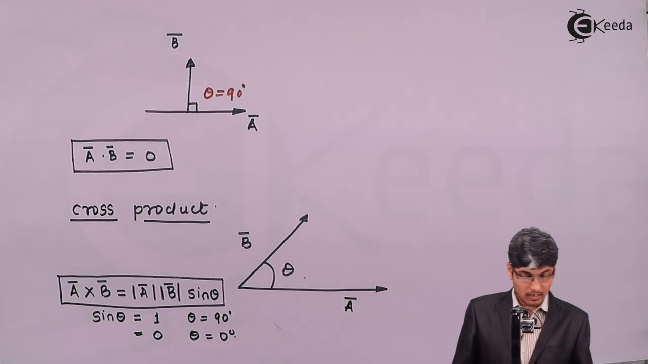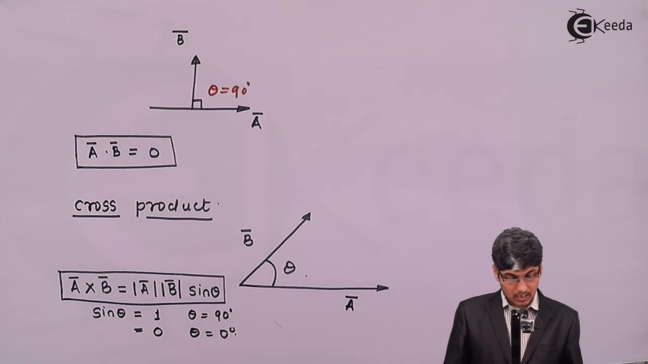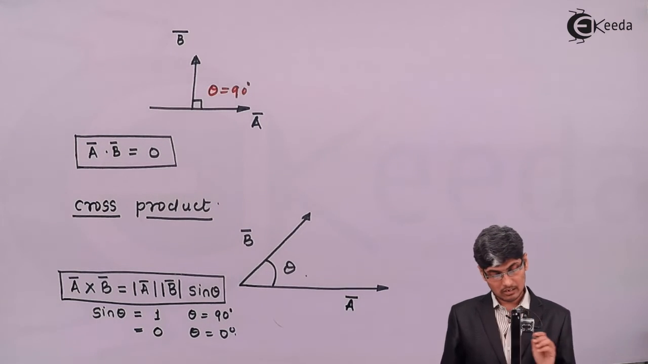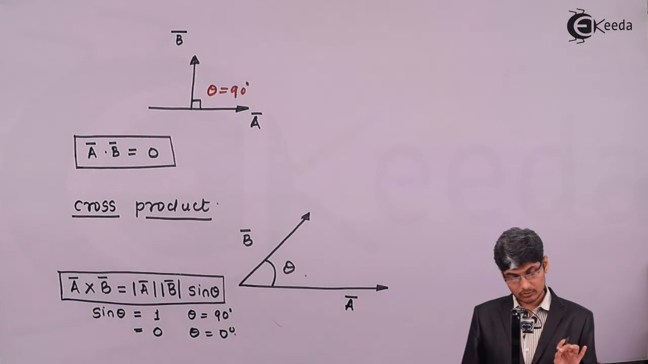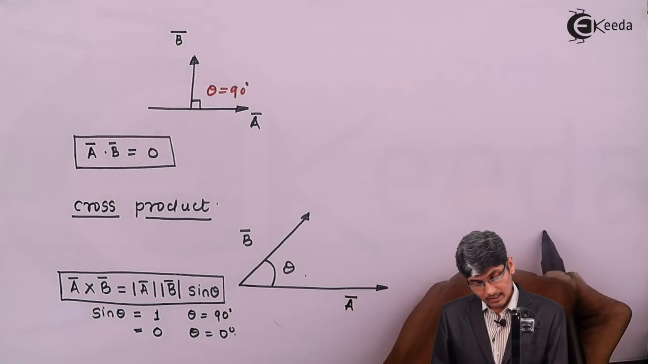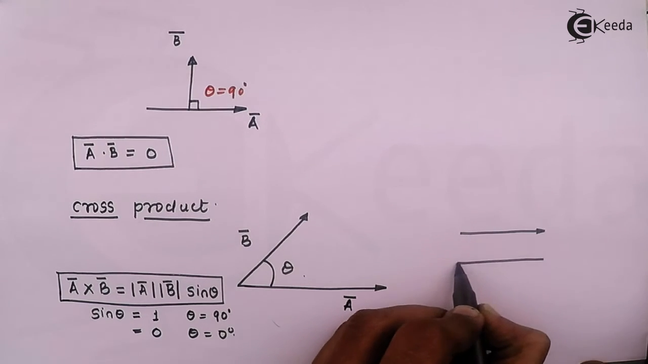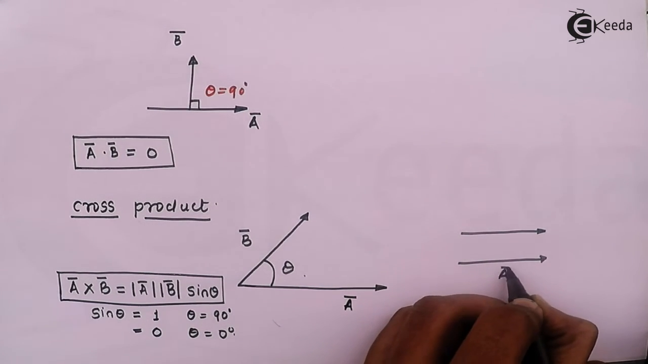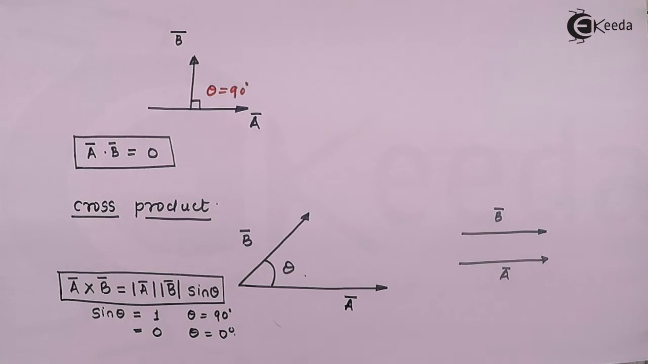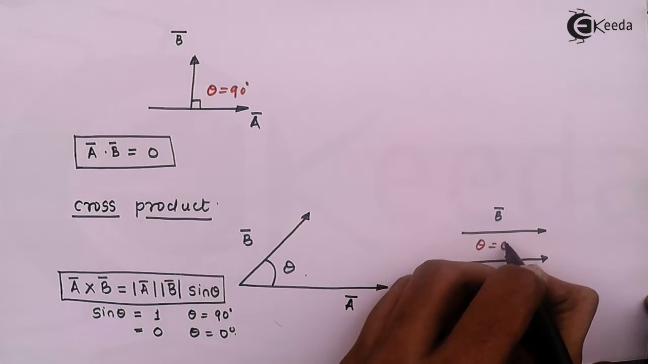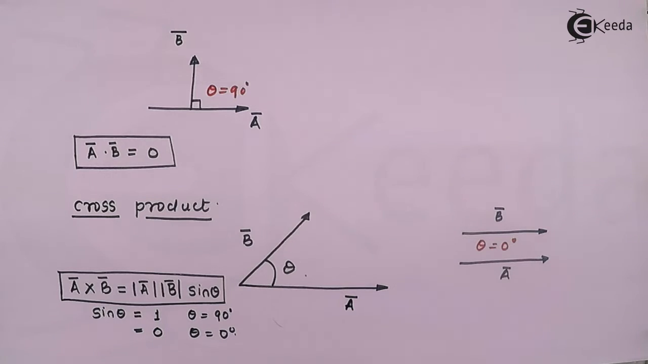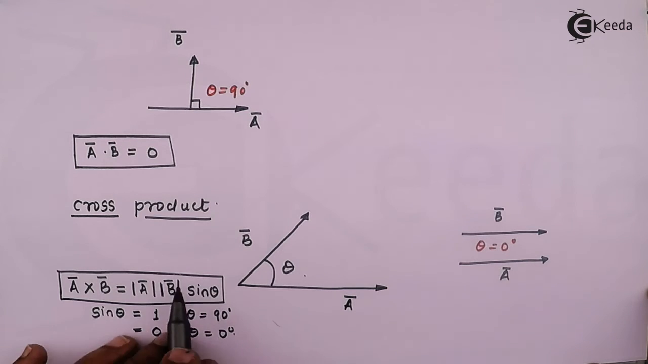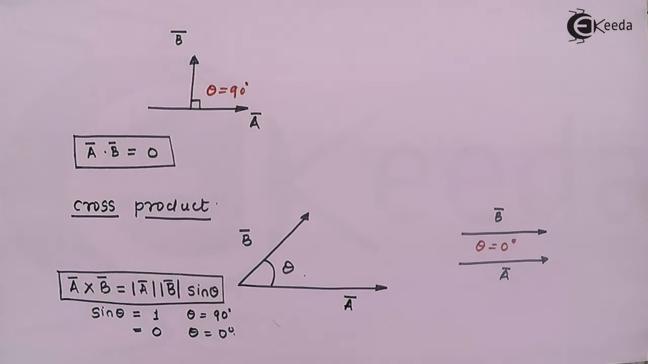Now let's see, if again we apply the same concept, suppose I have two vectors which are parallel to each other, theta will be 0. So I say that this is vector A, and this is vector B, and between them theta is equal to 0 degrees because they are parallel. In that case, sine of 0 will be 0 and the whole cross product will die or convert to 0. So if two vectors are parallel, the cross product is going to die. That is the first finding.